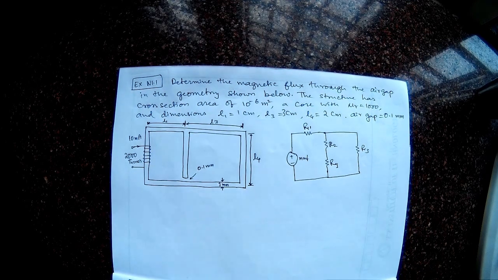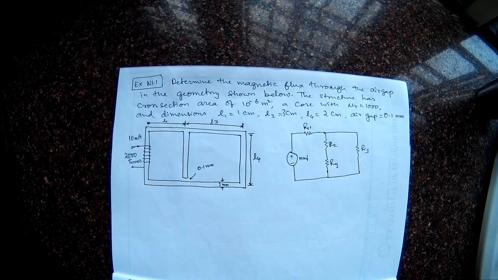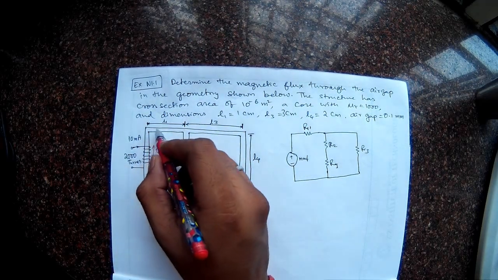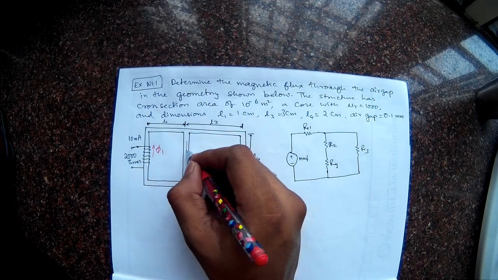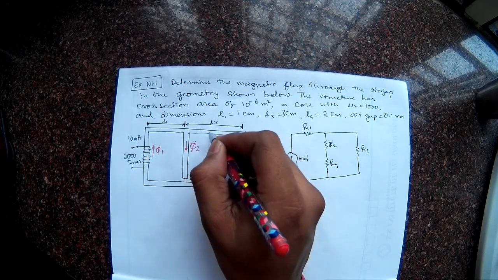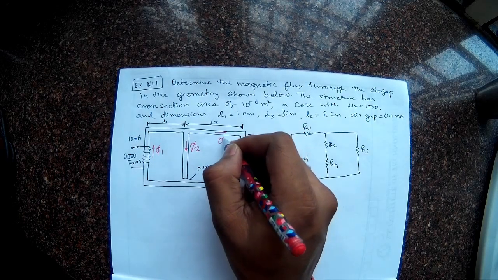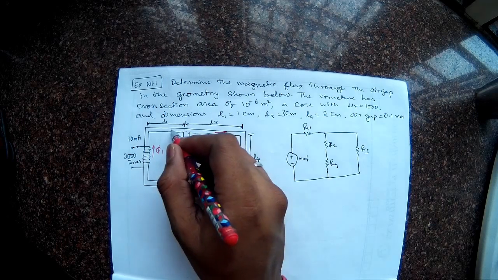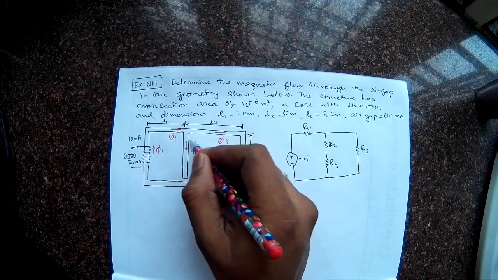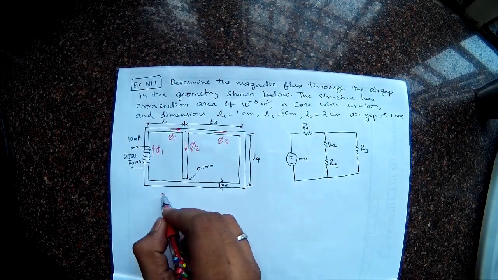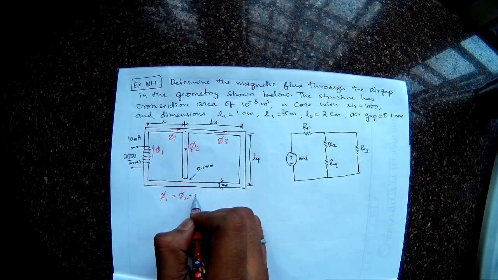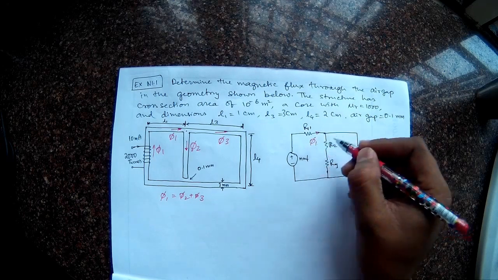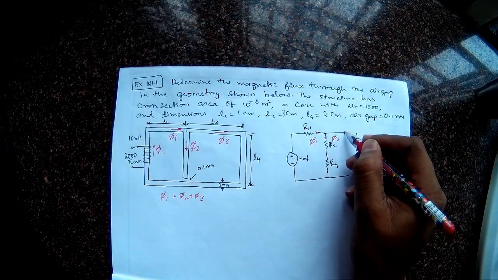Let me also denote the fluxes. Let the flux coming out of this be phi1. The same flux phi1 will flow up to here, and then let the flux in this be phi2, and let the flux here be phi3. Just at this point, phi1 is dividing into two, so I can right away write phi1 is phi2 plus phi3. Similarly here I will indicate phi1, phi2 and phi3.